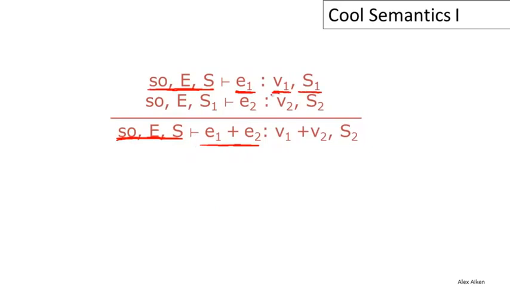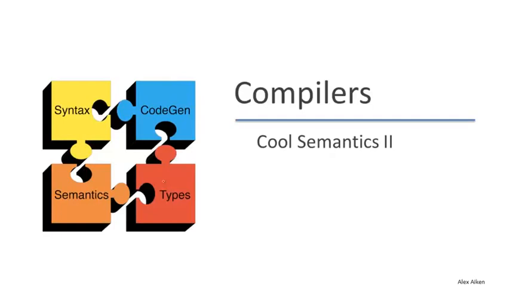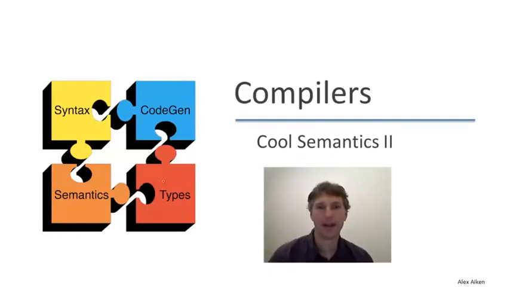So when we evaluate E1, it's going to give us a value V1, and it's also going to give us an updated store S1. In this video, we're going to continue and complete our discussion of COOL's operational semantics. We'll be taking a look at the two most complex operations in COOL, the allocation of a new object and dynamic dispatch.